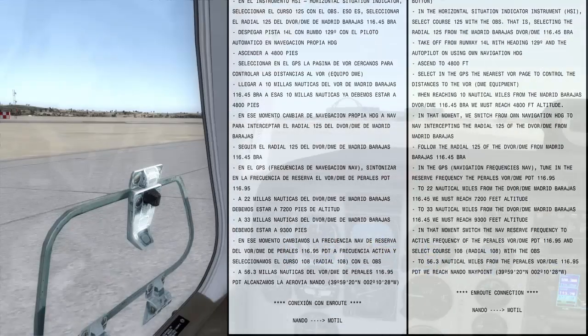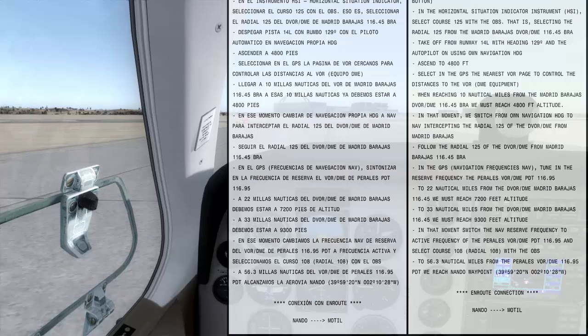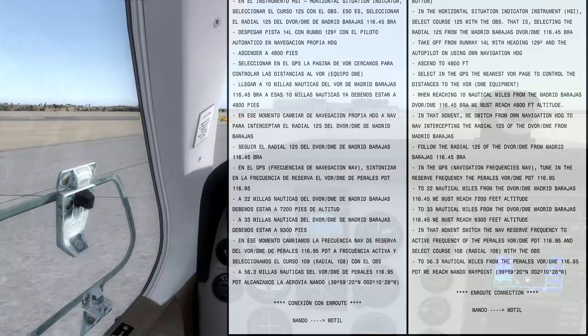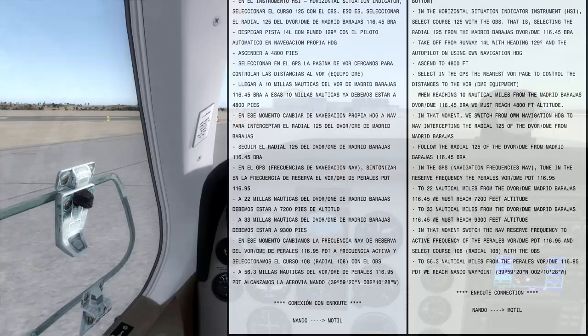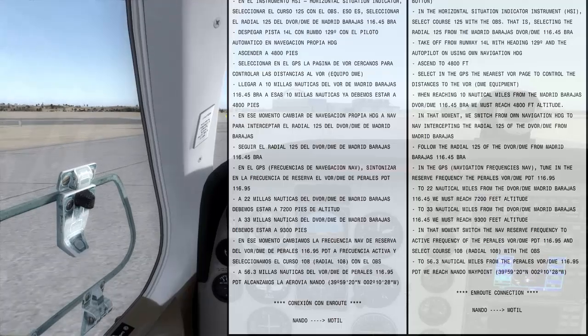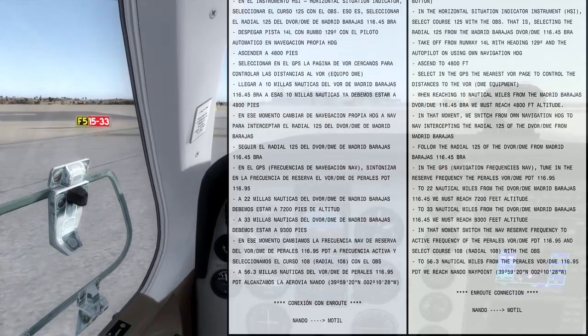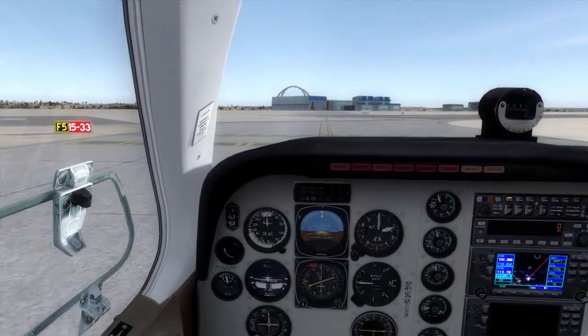Then we will take off from runway 14L with heading 129, and with the autopilot on using our navigation we will climb to 4,800 feet. Then we will select in the GPS the nearest VOR page to control the distance to the VOR. That will be the equivalent to the DME equipment. And when reaching 10 nautical miles from the Madrid Barajas VOR DME, we will continue doing more things.